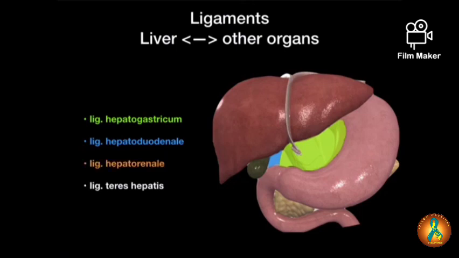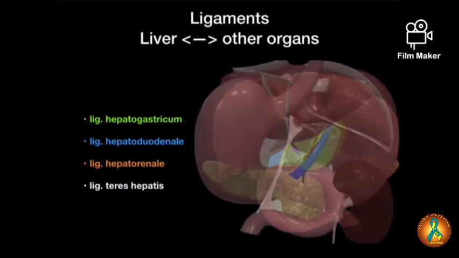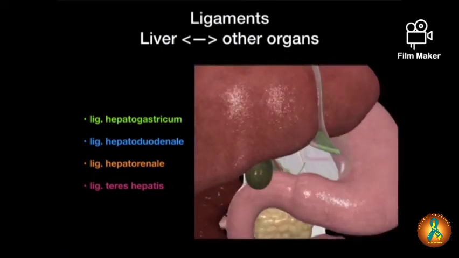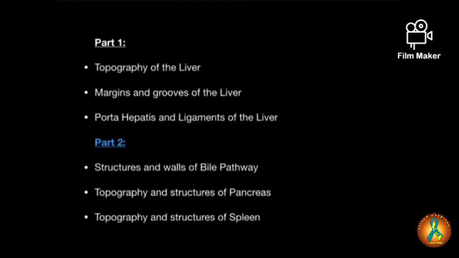And then next we have the hepatorenale. Renalis is kidney in Latin, so it goes from the liver to the kidney. And the kidney is behind here, so it goes like this. Then we have the ligamentum teres hepatis, the round ligament. This one projects anteriorly, and this one right here extends from porta hepatis to the umbilical ring, or the navel. So that was it for the anatomy of the liver. Now part 2 of this video is going to be mainly about the structures and walls of the bile pathway, and also the pancreas and the spleen.